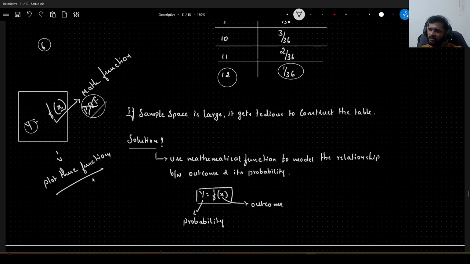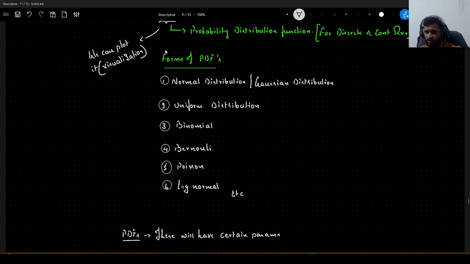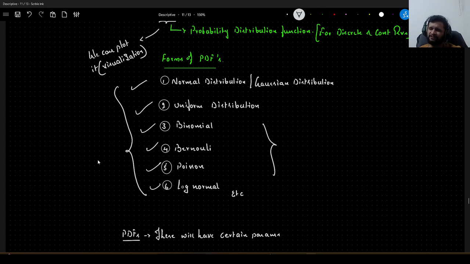Based on the shape those take, we have divided them into multiple forms. The probability distribution functions can be of multiple shapes, and each shape will get its own name. For example, we have normal distribution, uniform distribution, binomial, Bernoulli, Poisson, log normal, and there are a hell of a lot of other distributions. These are some of the most important that I have listed here. If you want, I can give you the list of all the probability distributions, but let's not worry about that. These are examples, named accordingly based on the shape of the probability distribution function when we plot it.